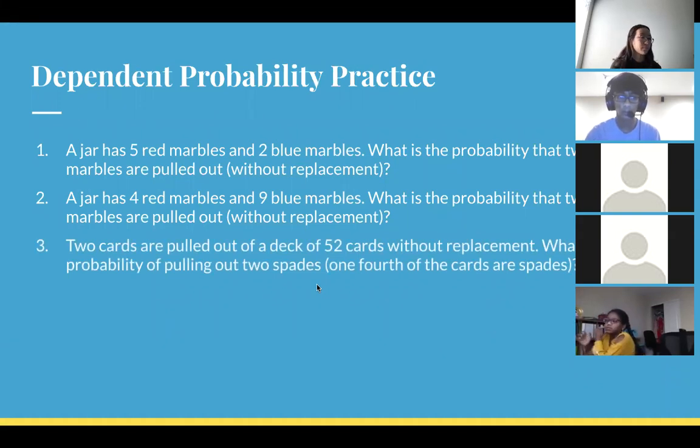Okay. And then question 3. 2 cards are pulled out of a deck of 52 cards without replacement. What is the probability of pulling out 2 spades? There are 13 spades in a deck of cards, by the way.